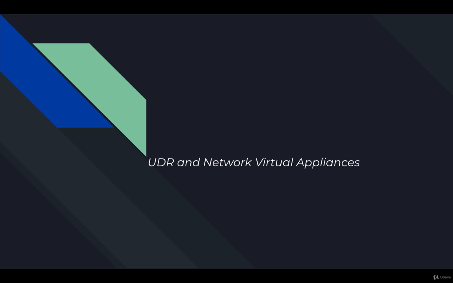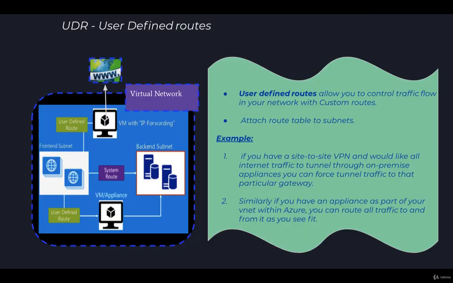So UDR is user defined routing. Both of these are network security controls with the help of which we'll be able to route and manage the traffic within Azure. So before studying that, what is a user-defined route?